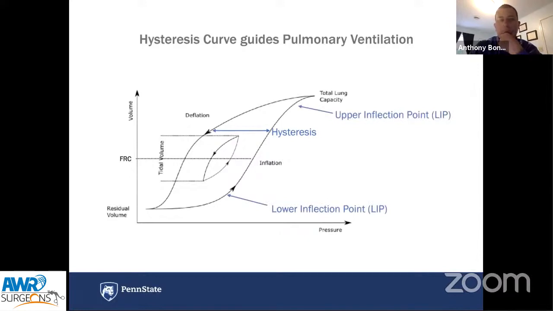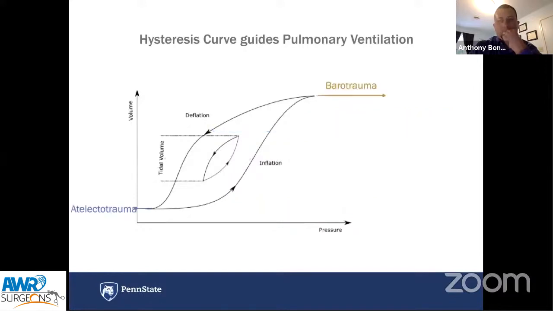And it's important to at least understand upper and lower inflection points because it helps delineate respiratory parameters, even if theoretical. So above the upper inflection point, or UIP, we get concerned about over distending the lung and causing barotrauma, whereas below the lower inflection point, we get concerned with what's called atelectotrauma, or trauma or inflammation caused by repeated opening and closing of the small airways.